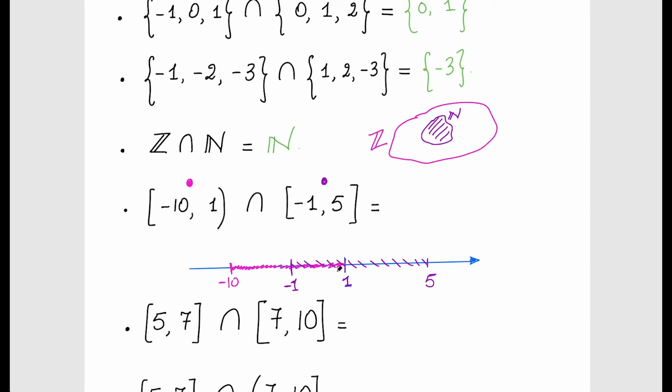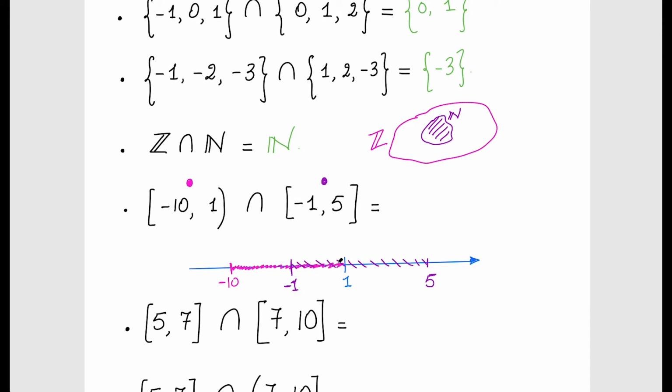Now the question is, what are the guys that are at the same time pink and purple? So what are the guys on the picture that have the two colors, that are bicolored, pink and purple? Well, -1 is purple and it's pink. Anything before -1, all the way to -10, is purely pink. It's monocolored. And anything from 1 onward is monocolored all the way to 5.